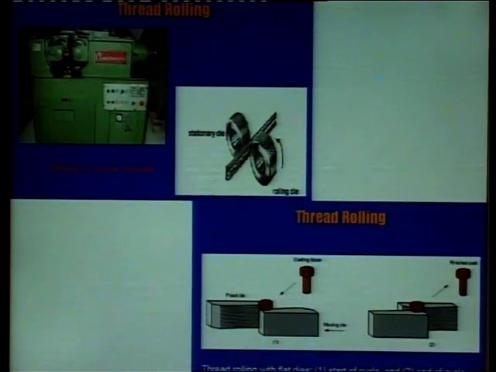So this is the thread rolling operation. Just see, these are the threads, this is the threaded die, and this is the raw material. When this raw material passes through it, the threads are cut. Just see.